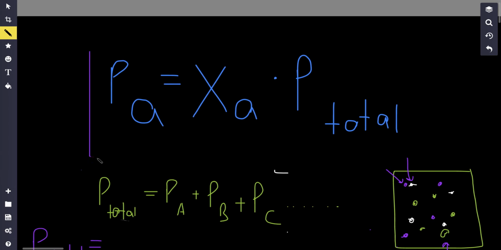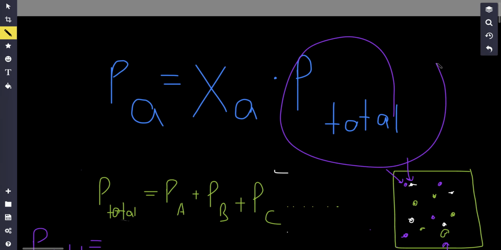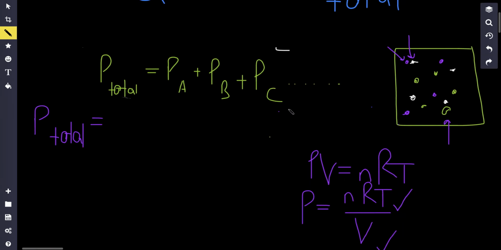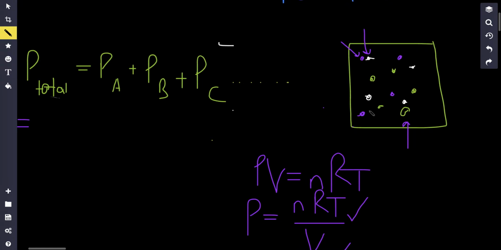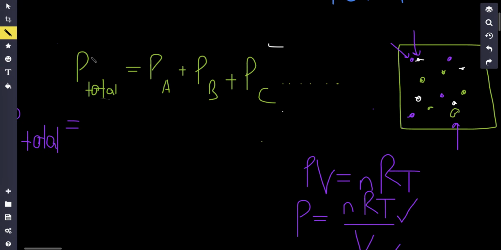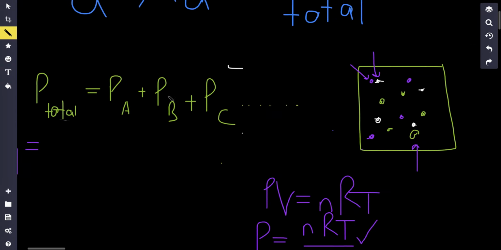Let's do the proof for the formula that the partial pressure for gas A is equal to the mole fraction for particle A times the total amount of pressure there is. Now we know that in a container, if there were many different types of gases, the total amount of pressure would be equal to the pressure exerted by particle A.